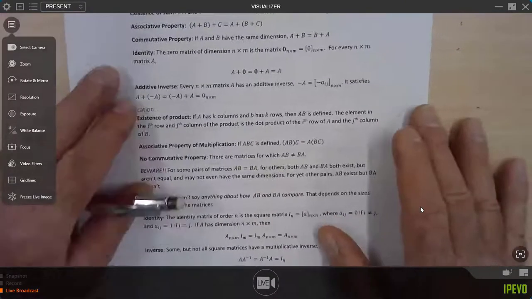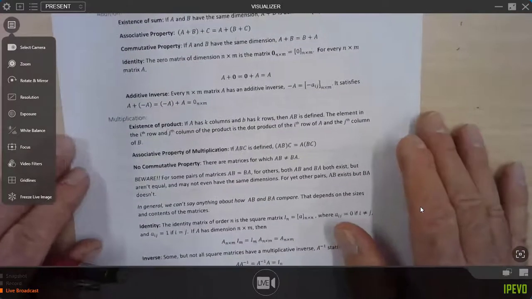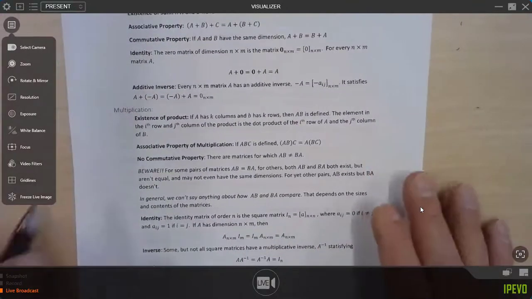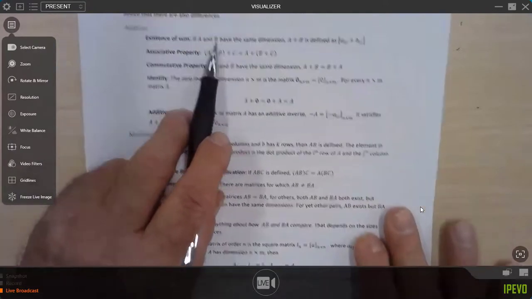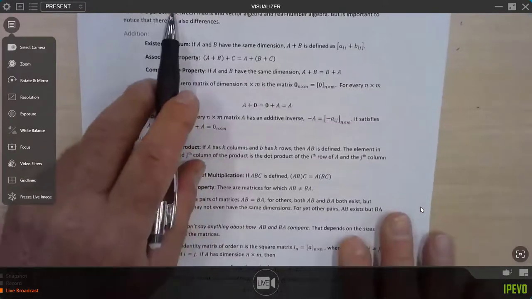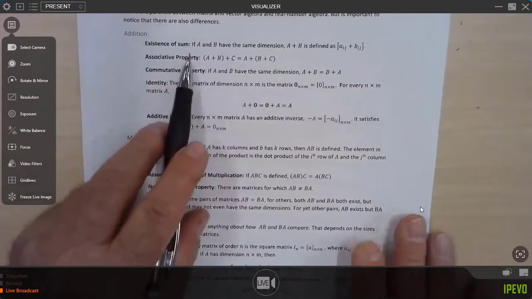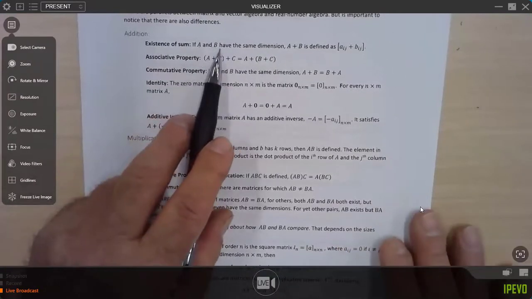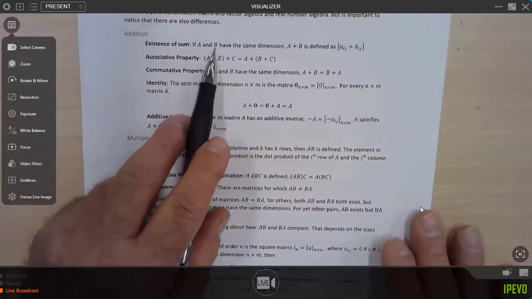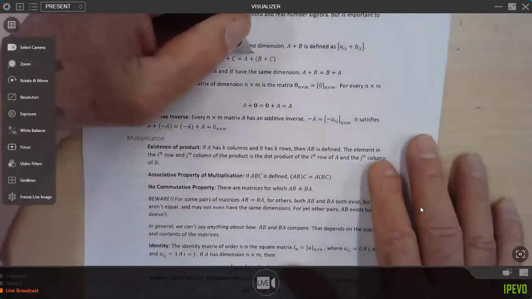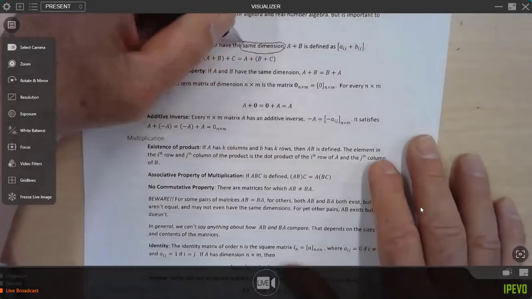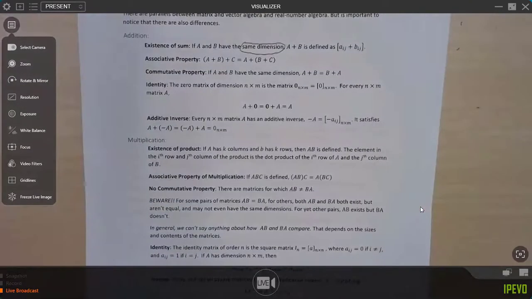Now, for matrix algebra, it's similar, but not the same. That was real numbers on the previous page. Now we're talking about matrices. If you have any two real numbers, you can add them together. Is that true with matrices? No. They have to have the same dimension. So there's actually a restriction even on addition. Can you always add two matrices? Well, if they're the same dimension, you can.